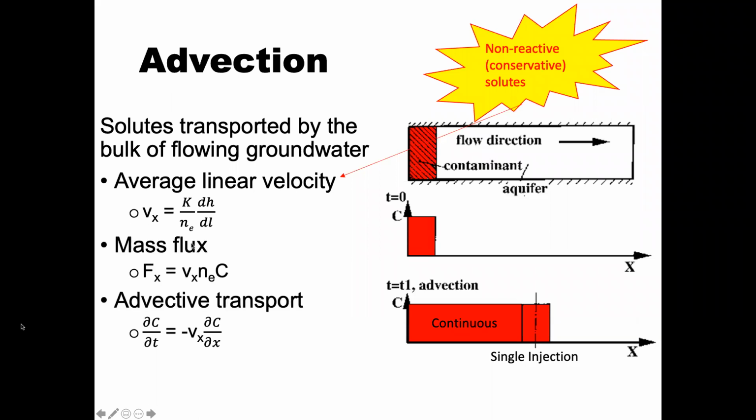We can then say, okay, if we understand what our average linear velocity is, and we also understand this idea of our mass flux, our flux is just going to be equal to our velocity multiplied by our n_e, right? So we get back to the Q, the Q_x times our concentration. That's going to be the flux of our system here. And then we can come up with what is advective transport. So our advective transport says the change in our concentration over the change in time is equal to the negative linear velocity multiplied by the change in concentration over the change in space.